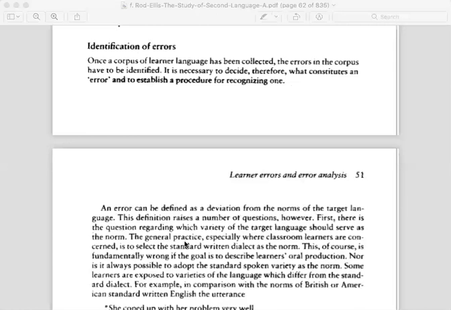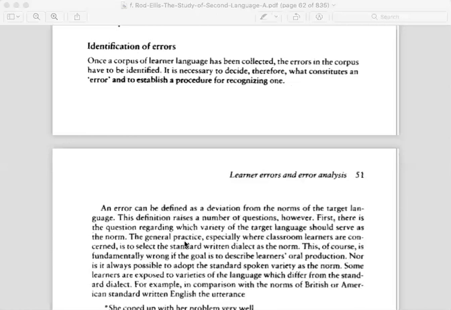Another question that may pop up while you are trying to identify the errors is the distinction between error and mistake. Error and mistake are not similar, right? And error analysis is about analyzing errors only and not mistakes, according to Corder. So when we say that errors and mistakes are different things, our concern should be errors, not mistakes. So it is very important to know what the difference is, right?